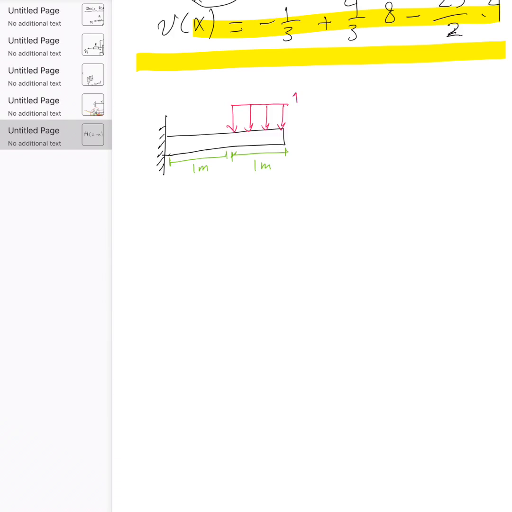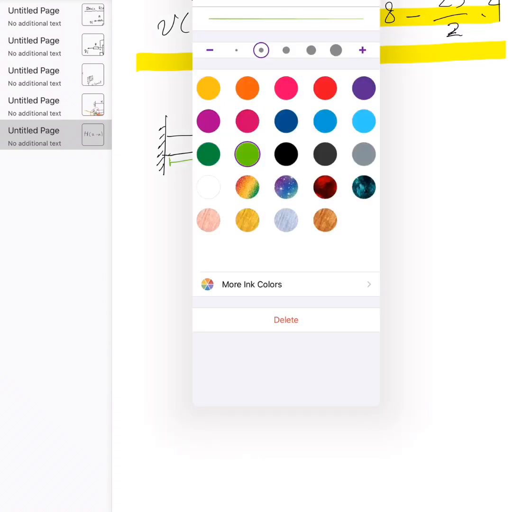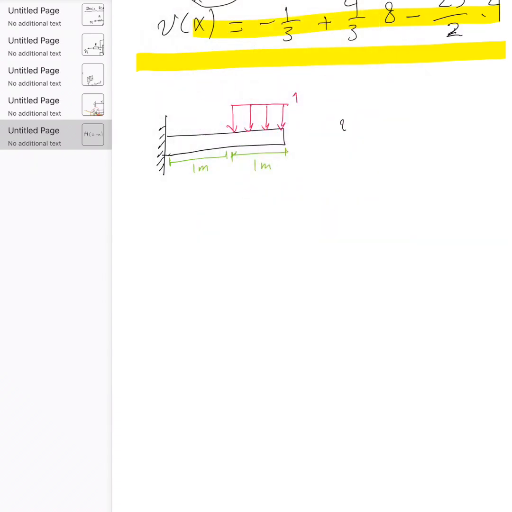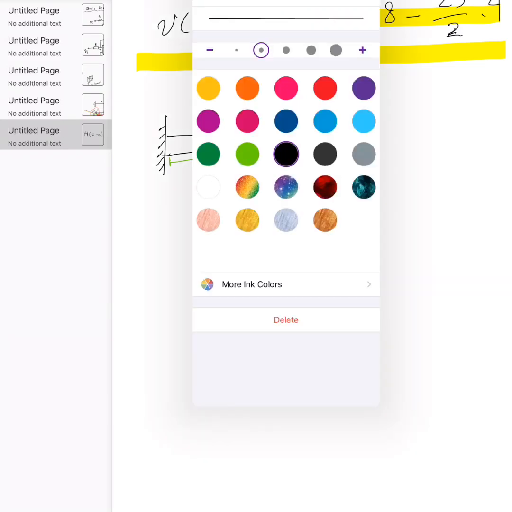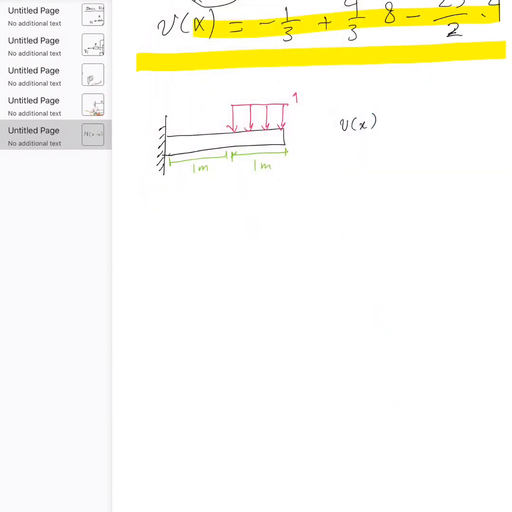Now the question is: find V of x, the equation for deflection of the neutral axis, when x is taken from either left or right. Let's take x from the left. This is a nice color we haven't used, turquoise. So let's say this is your x at any point taken from the left, and we want to find the deflection of this curve, the equation of deflection.